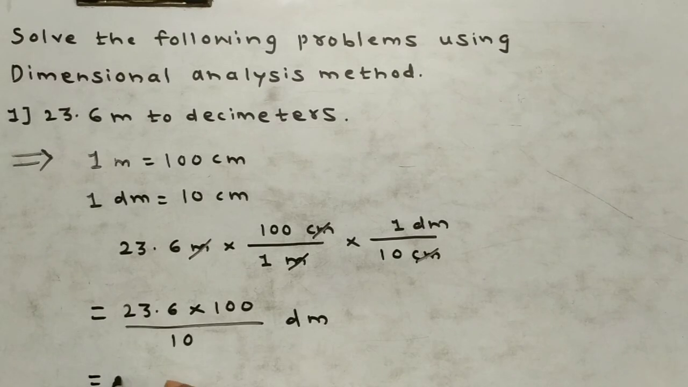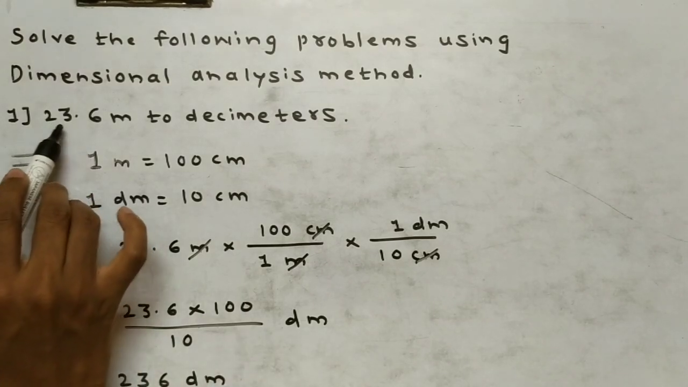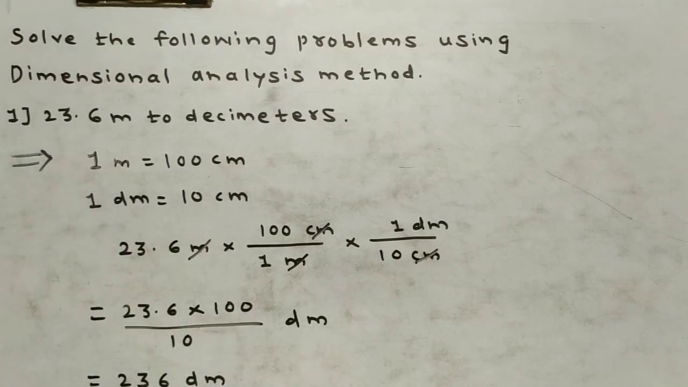So our answer will be 236 decimeters. So if you see in the given problem, 23.6 has 3 significant figures and our final answer has also 3 significant figures. So this is our final answer.